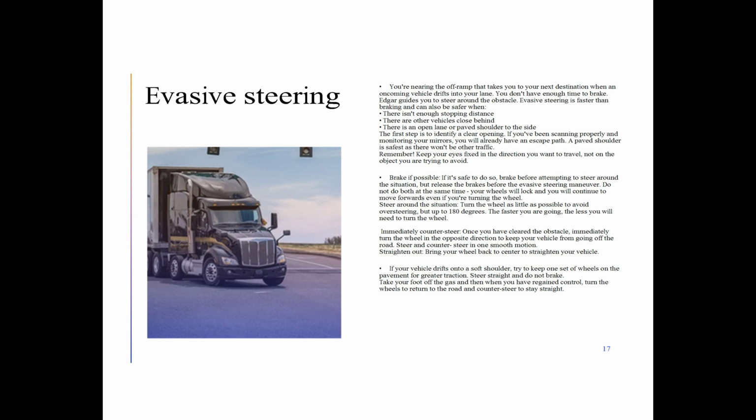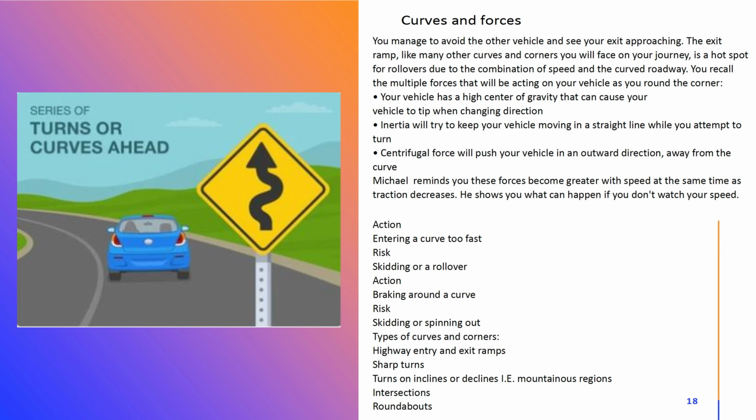If your vehicle drifts onto a soft shoulder, try to keep one set of wheels on the pavement for greater traction. Steer straight and do not brake. Take your foot off the gas, and then when you have regained control, turn the wheels to return to the road and countersteer to stay straight.